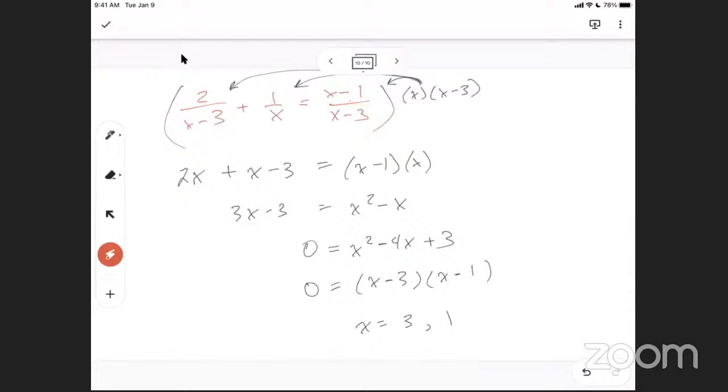Izzy, was I allowed to say that x can equal 3? No, because 3 would give you 0 in the denominator. Okay, so what do I have to do? I have to cross out 3, and that's called a what? Extraneous. That's called an extraneous solution. Your teacher maybe hasn't taught you, but that's what it's called. So your real answer is only x equals 1. Good? Yeah. Next.